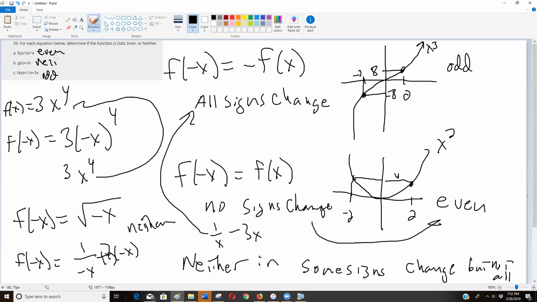So maybe hopefully this algebraic way of looking at things will help you out now and in the future. I didn't spell neither wrong, did I? Oh, I did it right, I guess.